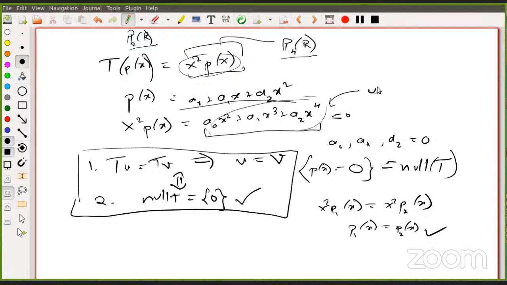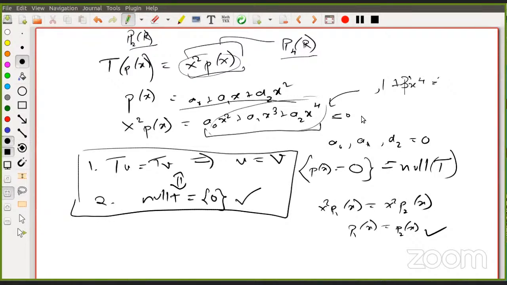You could even argue a simpler point: in the range, any constant will not be mapped to. We can't have a polynomial multiplied by x squared giving us a constant. That is not possible, because even if p of x is degree 0, which is basically a constant, the element it maps to will be at least degree 2. If the degree of p of x is d, then the degree of the polynomial it maps to will be d plus 2 for sure.